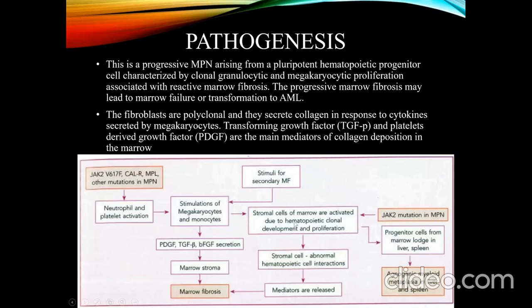Stimulation of the megakaryocyte also leads to stromal cells of the marrow being activated due to hematopoietic clonal development and proliferation, which is also caused by JAK2 mutation. This again leads to stromal cell abnormal hematopoietic cell interactions. This causes mediators to be released, and again this causes marrow fibrosis.